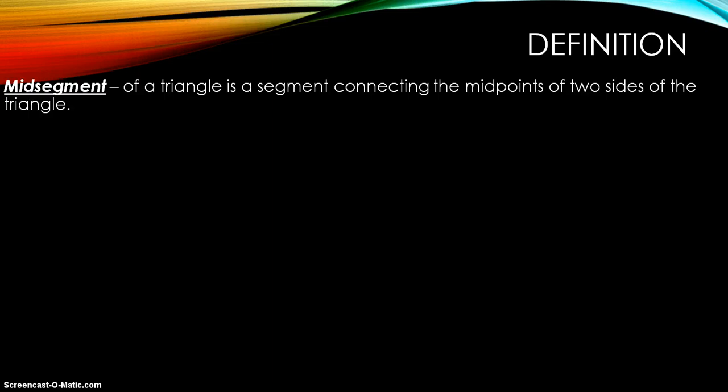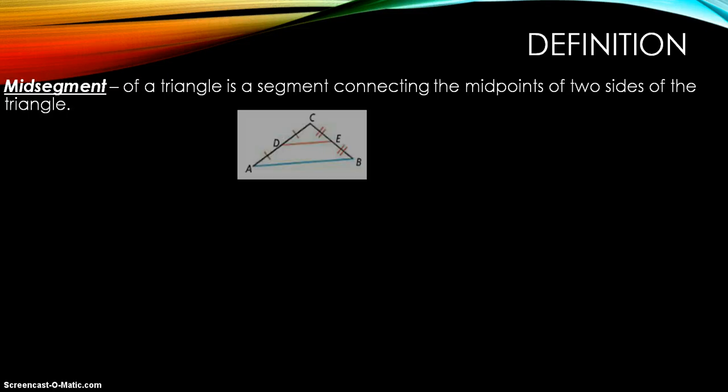Please make sure you're writing these down. The mid-segment of a triangle is a segment that connects the midpoints of two sides of a triangle. So to give you kind of a visual, in this first one here we've got AC, whose midpoint is D, indicated by those two markings there. And then we have line segment CB, whose midpoint is E, again indicated by those markings there. The mid-segment is taking those 2 points and connecting them together.